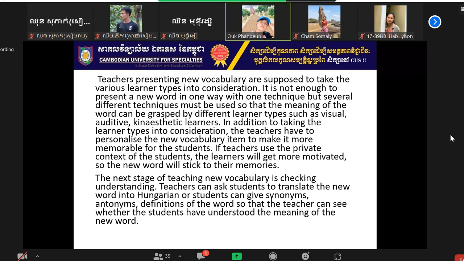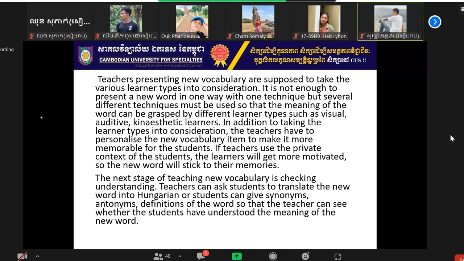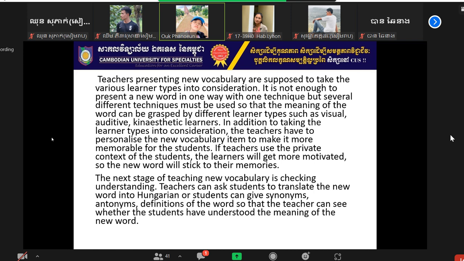In addition to taking the learner type into consideration, the teacher has to personalize the new vocabulary item to make it more memorable for the student. If the teacher uses the private context of the student, the learner will get more motivated. So the new word will stick to the memory.